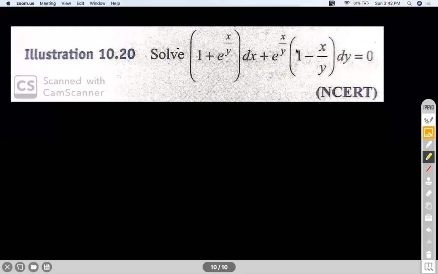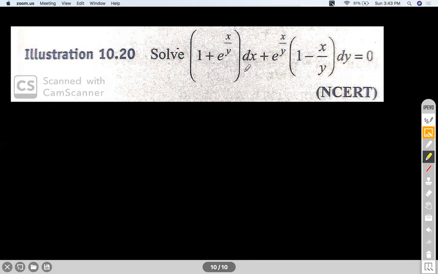Now let's look into another problem. I would request you all to pause the video right now and try it out yourself. So hope you have given an honest try to this. Now in this question, first of all, we need to be sure that we are dealing with a homogeneous differential equation. Now how do we deal with that?